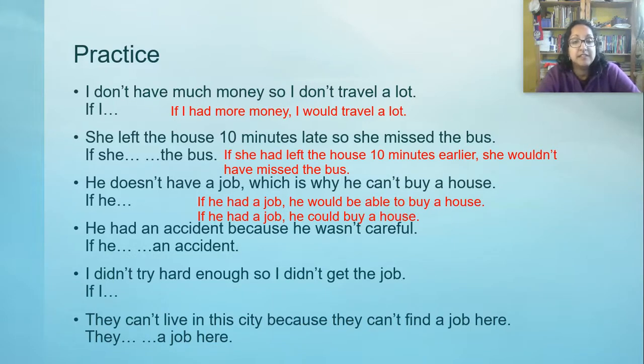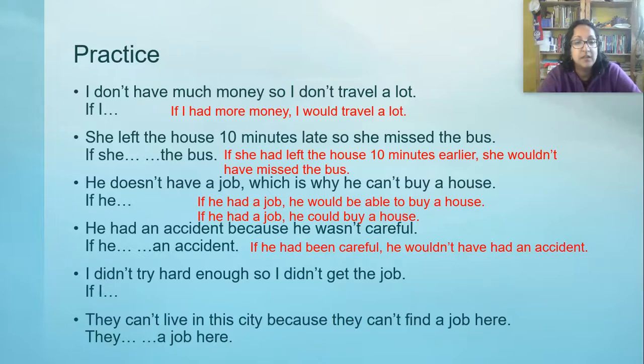He had an accident because he wasn't careful. If he had been careful, he wouldn't have had an accident. I didn't try hard enough, so I didn't get the job. If I had tried harder, I would have got the job.